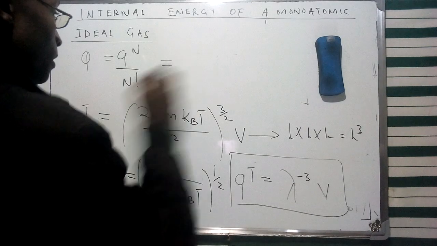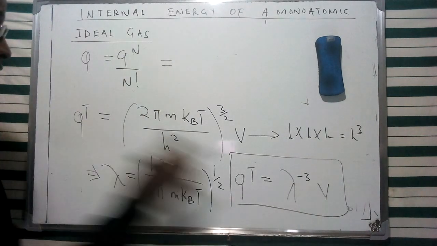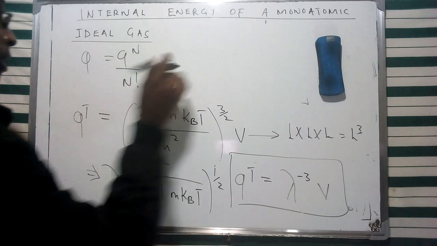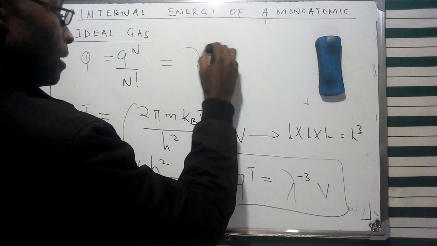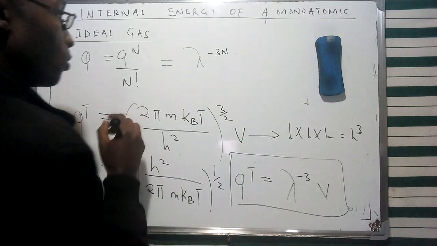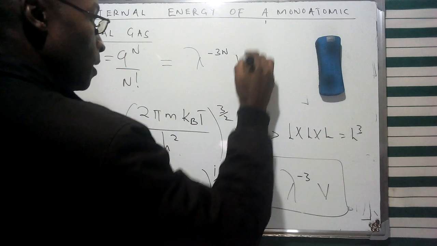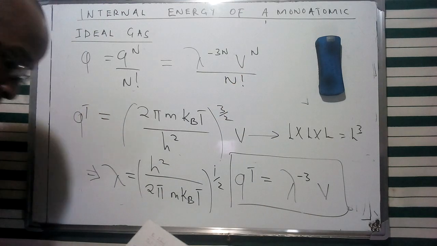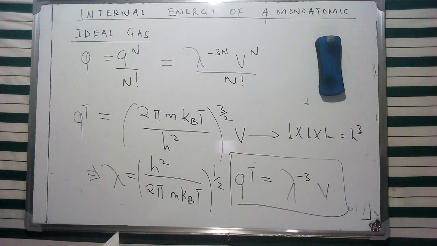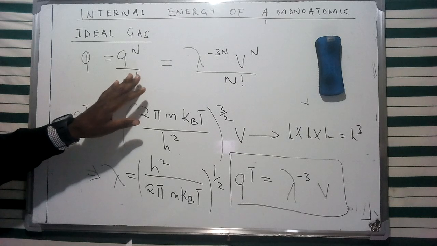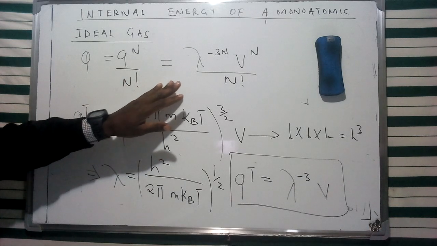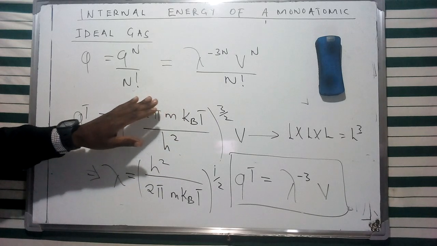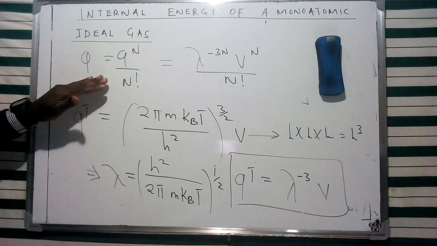So for us to represent this, we're going to have this q raised to the power N given in terms of lambda to the negative 3N. So I'm going to have this exponent of a factor of N being factored, and this is given in terms of N factorial. So this represents the translational partition function for that kind of gas.